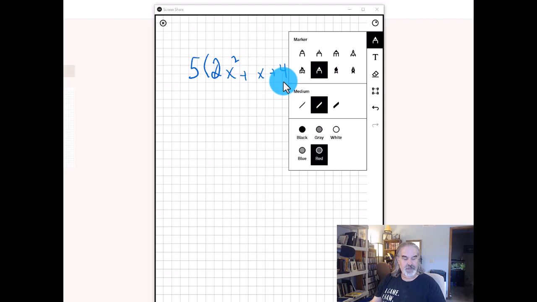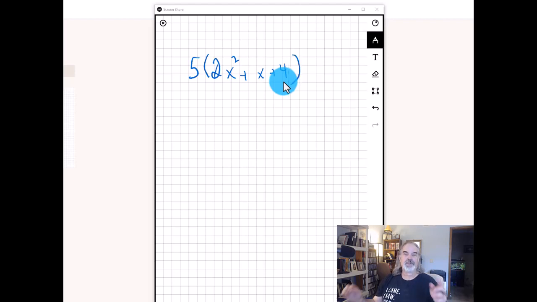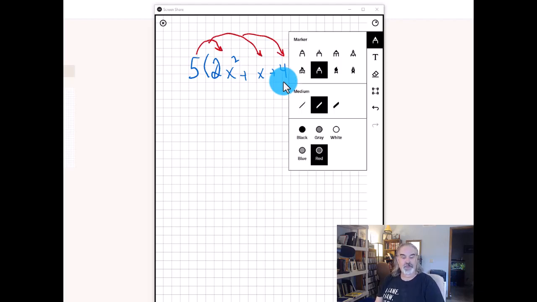Multiplication is distributive, meaning if there's a bunch of things inside parentheses and something is multiplying that frame, the thing that's multiplying gets multiplied by everything inside there. So this 5 has to multiply the 2x squared and the x and the 4. Okay, so let's just do those multiplications and write down the results.